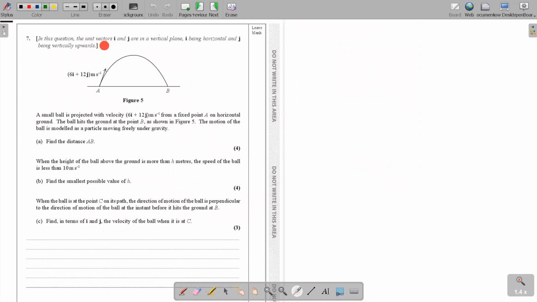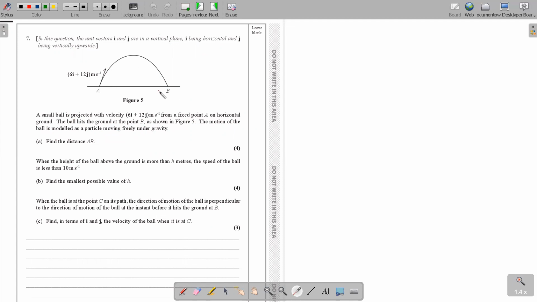So in this question, the unit vectors i and j are in the vertical plane, i being horizontal, j being vertically upwards, right? So we already know that. So they say here a small ball is projected with velocity 6i plus 12j meters per second from a fixed point A on a horizontal ground. The ball hits the ground at the point B as shown in figure 5. The motion of the ball is modeled as a particle moving freely under gravity.